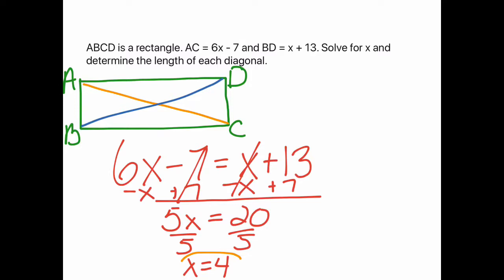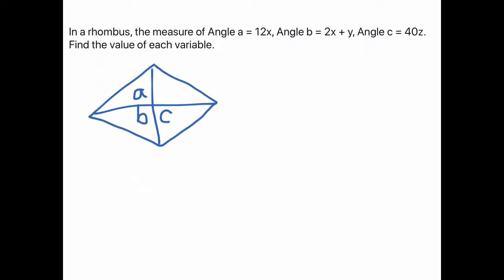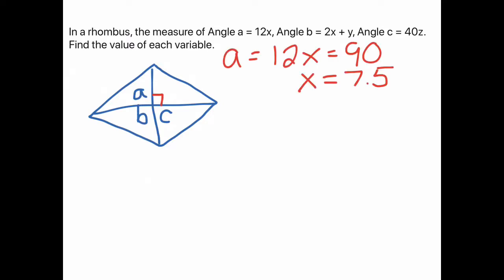In a rhombus, the measure of angle A is 12x, angle B is 2x plus y, and angle C is 40z. Find the value of each variable. Because this is a rhombus, it's important to remember that the diagonals meet at a perpendicular line, so all of these angles equal 90. That's what we can do for angle A here. We can say that 12x equals 90, and then we can solve that using algebra to get x equals 7.5 by dividing both sides by 12.